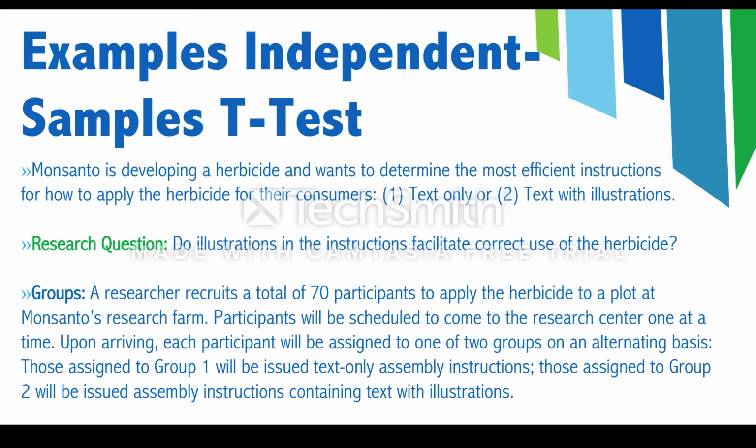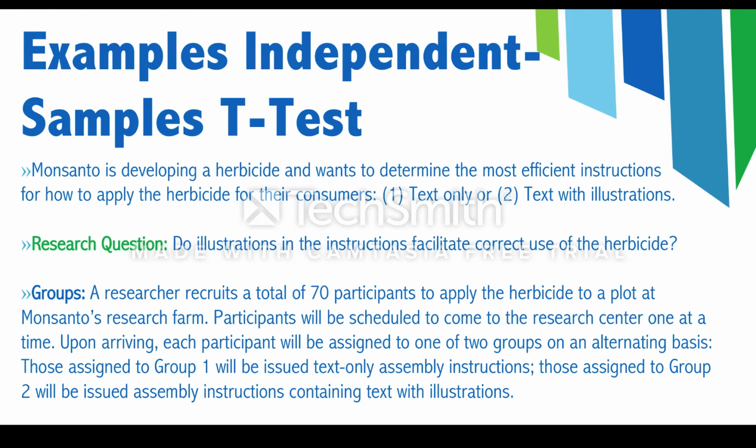And a different example related to agricultural communications is that frequently companies will have technical documents, and one such company is Monsanto. If they were developing a herbicide and they wanted to determine the most efficient instructions for how to apply that herbicide for their customers, then they would write two sets of instructions, one that had text only and one that had text with illustrations. And our research question would be, do illustrations in the instructions facilitate correct use of the herbicide?